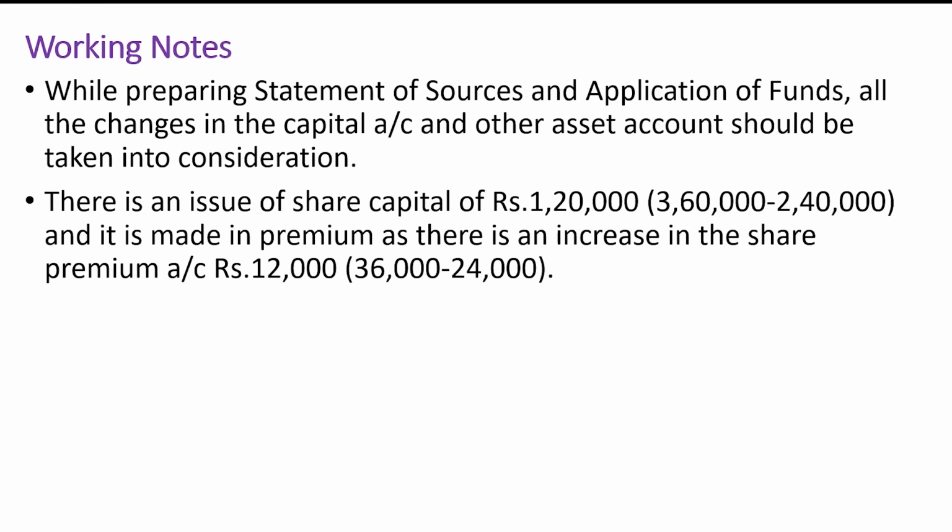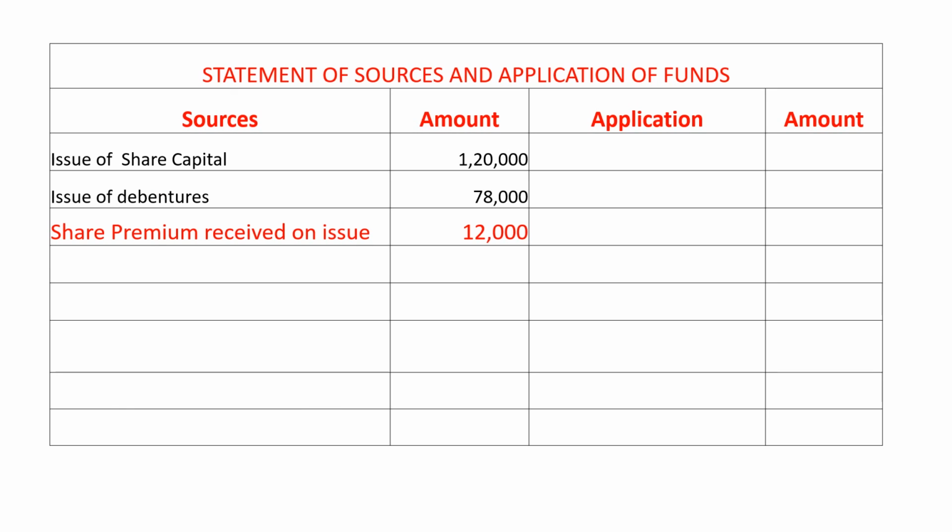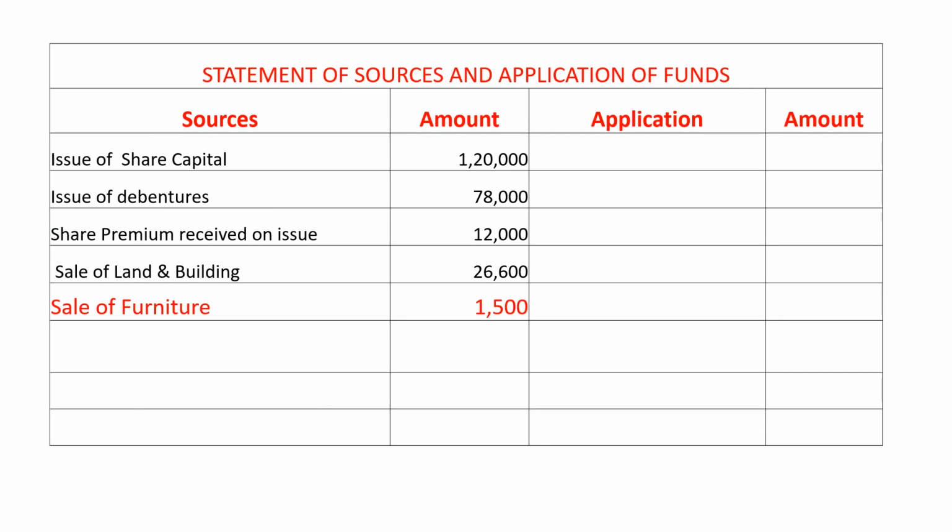Moving on to the statement of sources and application of fund, we have to see the balances in other accounts. First one is the share capital. There is an increase in the share capital account of rupees 1,20,000 due to the issue of shares. Next is the issue of debentures, rupees 78,000. Another is share premium. It is increased by rupees 12,000 due to the securities premium received on issue of share capital. Sale of land and building, 26,600. Sale of furniture, rupees 1,500. Fund from operations, rupees 91,440.